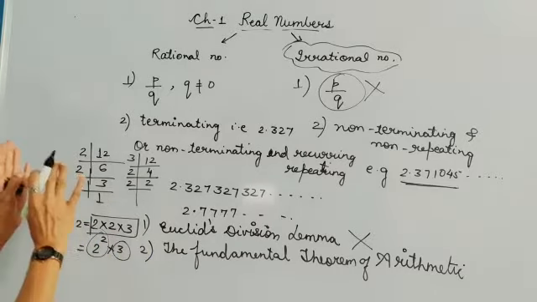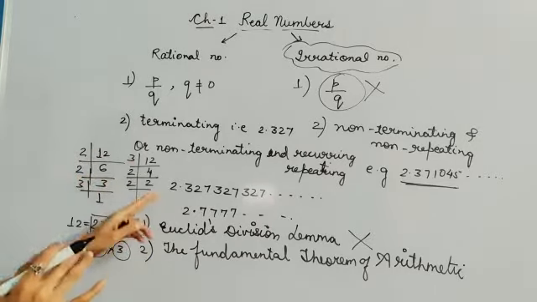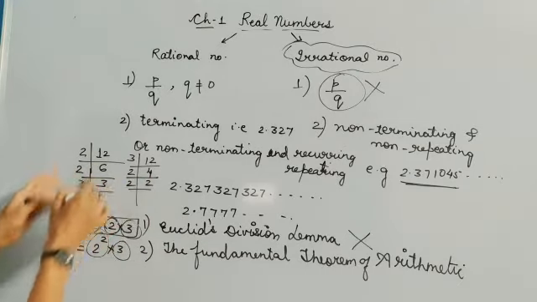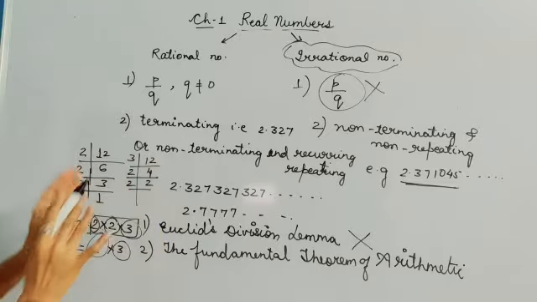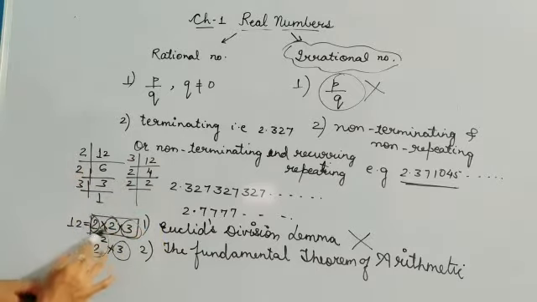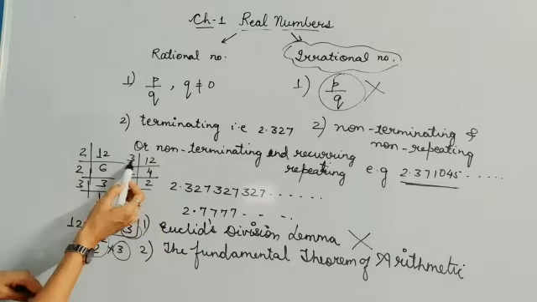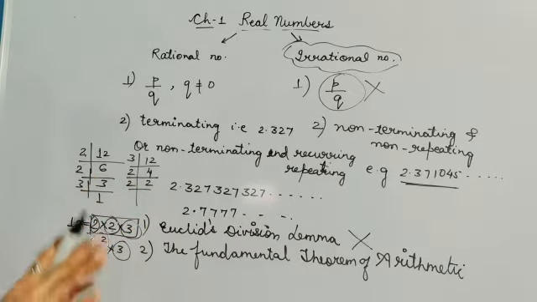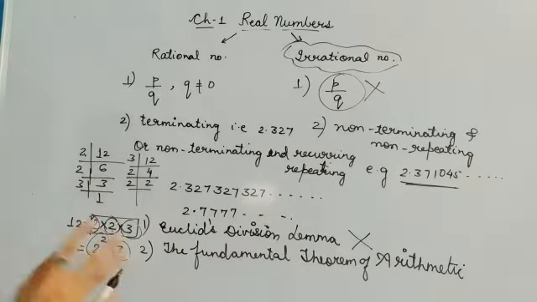That means every time you are factorizing 12, you will get 2 twos and 1 three. Either you are doing it this way or this way, you will still get 2 twos and 1 three. So you will get a unique prime factorization of a composite number. This is all about the fundamental theorem of arithmetic.